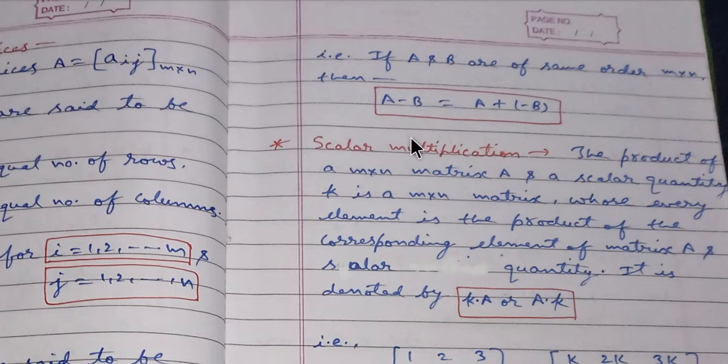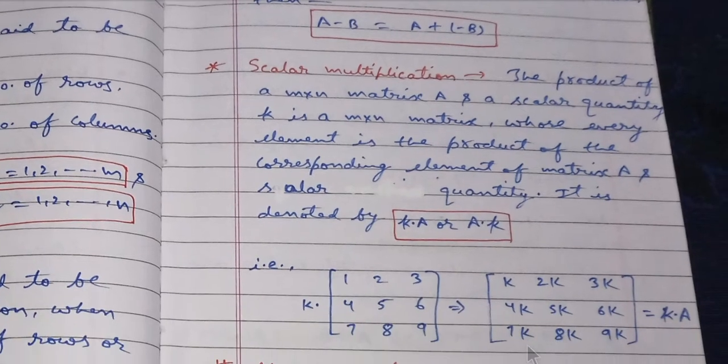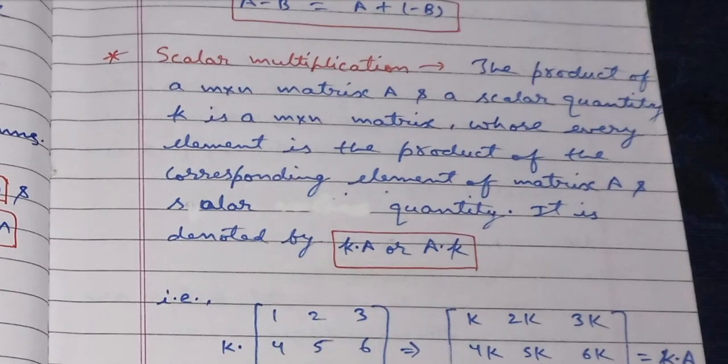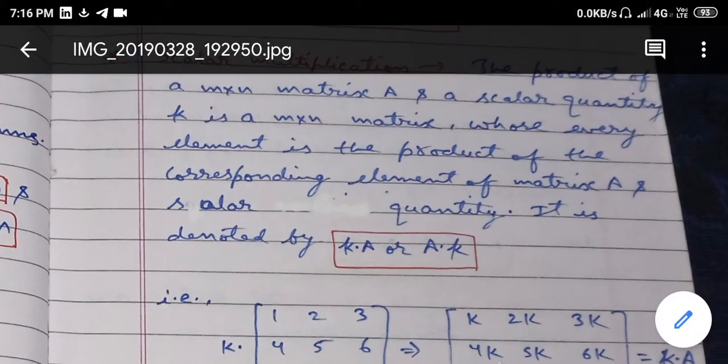This is scalar multiplication. So what about scalar multiplication? The product of an m cross n matrix A and a scalar quantity K is an m cross n matrix whose every element is the product of the corresponding element of matrix A and the scalar quantity. It is denoted by K into A or A into K. This is actually not so difficult. Let's try to understand this.